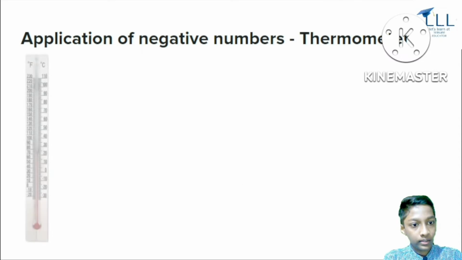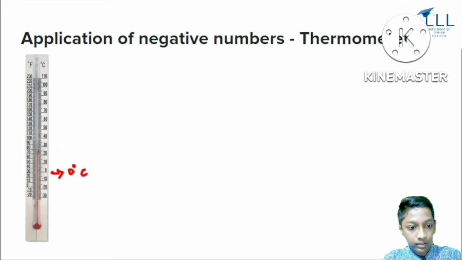Now let's see the application of negative numbers in a thermometer. Negative numbers are used to represent the temperature below the freezing point of water, that is 0 degrees Celsius. Temperatures below 0 degrees Celsius are represented as negative numbers, and temperatures above 0 degrees Celsius are represented as positive numbers. And 100 degrees Celsius is also known as the boiling point of water.